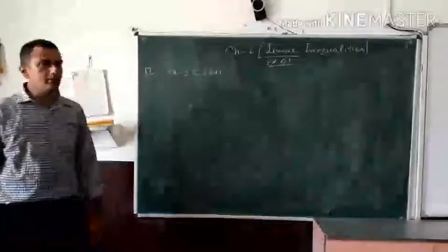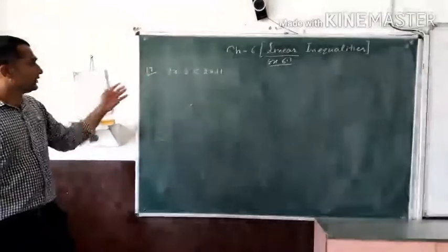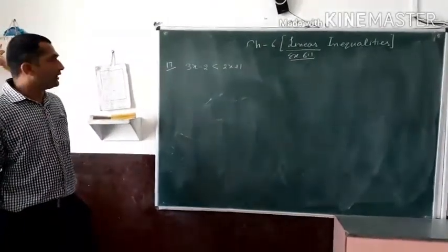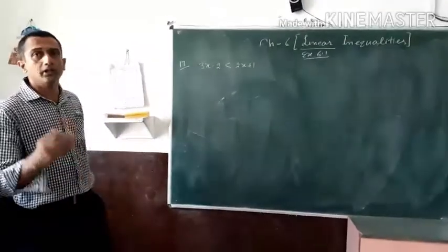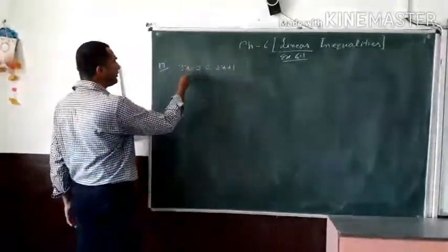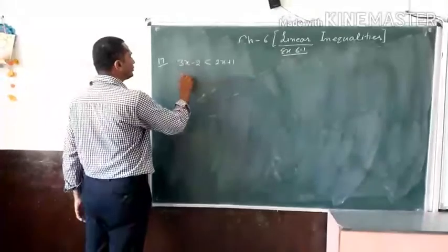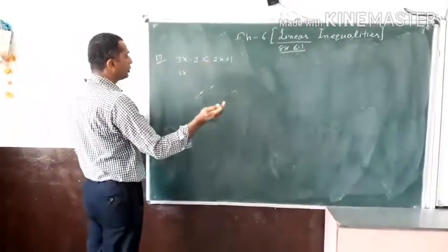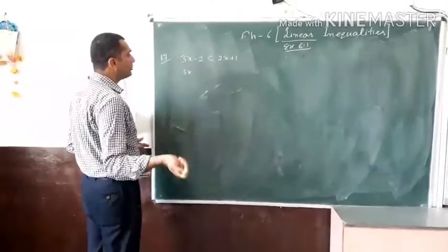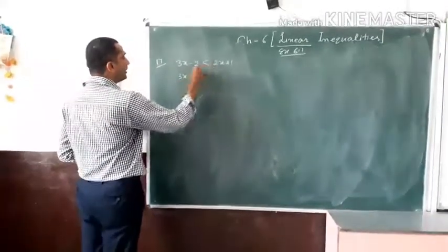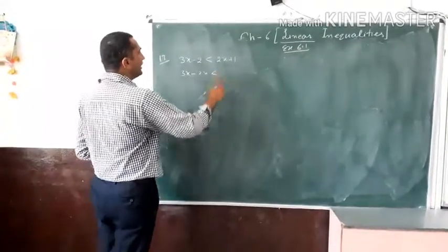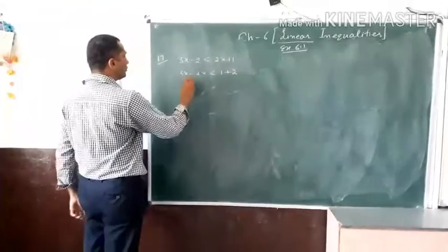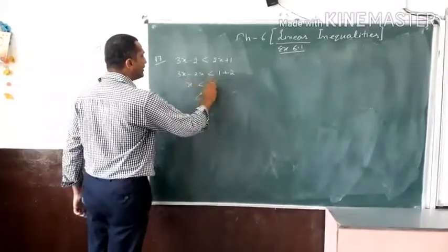Question number 17. You just have to show the solution of this question on the number line. Apply the same method as for an equation. Keep in mind that just as we solve an equation, we can solve an inequality in the same way. 3x minus 2x less than 1 plus 2, so it will be x less than 3.